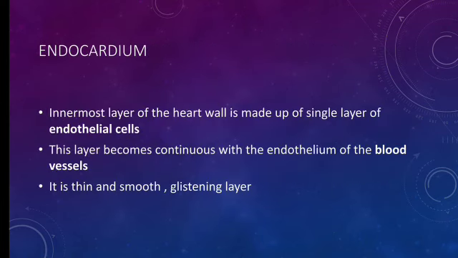Endocardium. Endocardium is the innermost layer of the heart wall. It is made up of a single layer of endothelial cells, and these endothelial cells are continuous with the endothelium of the blood vessels, okay? And this layer is thin, smooth and glistening, okay?